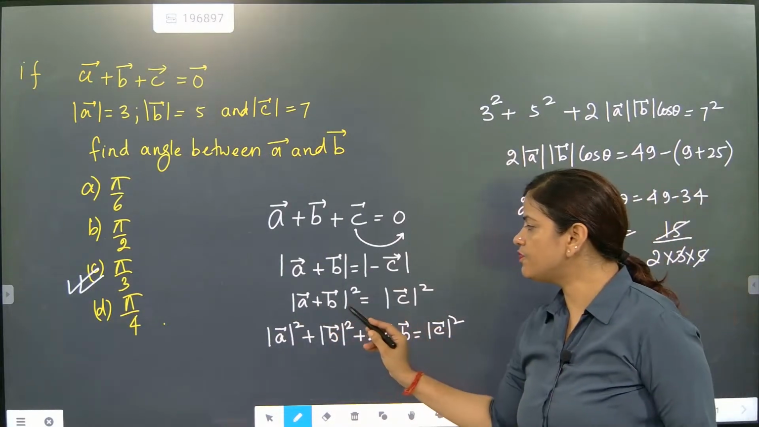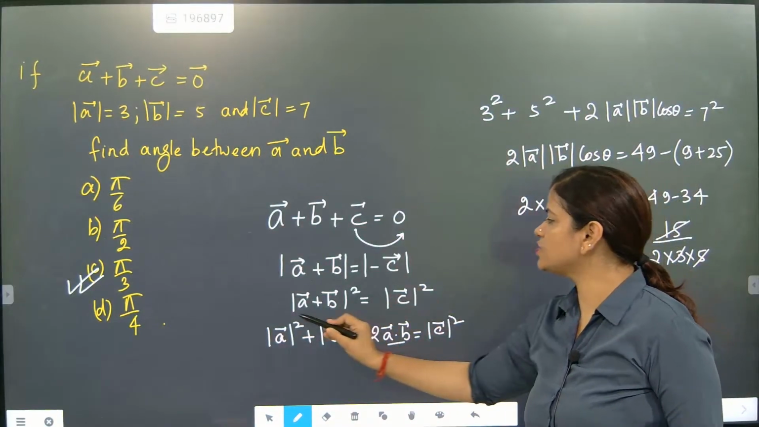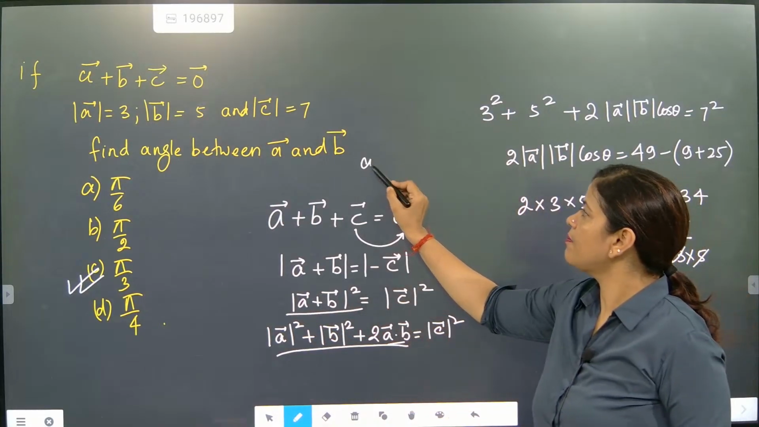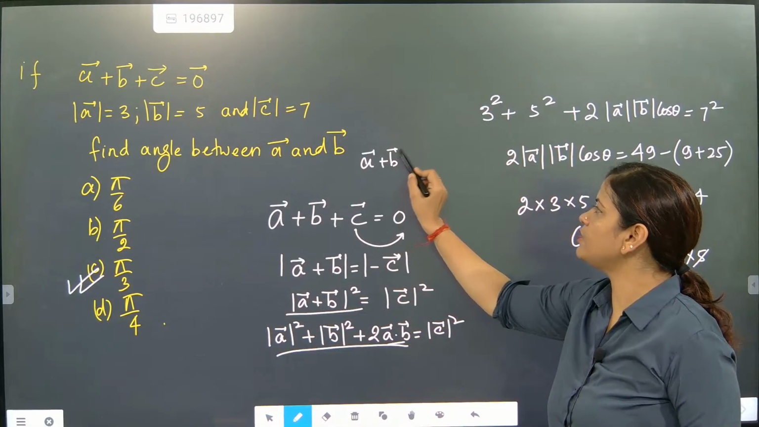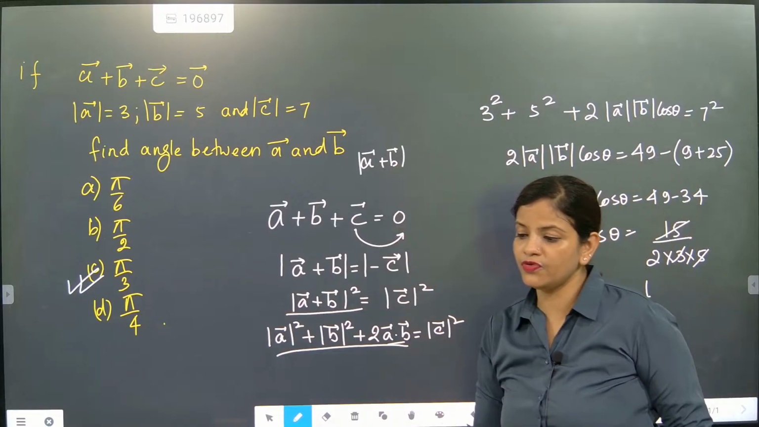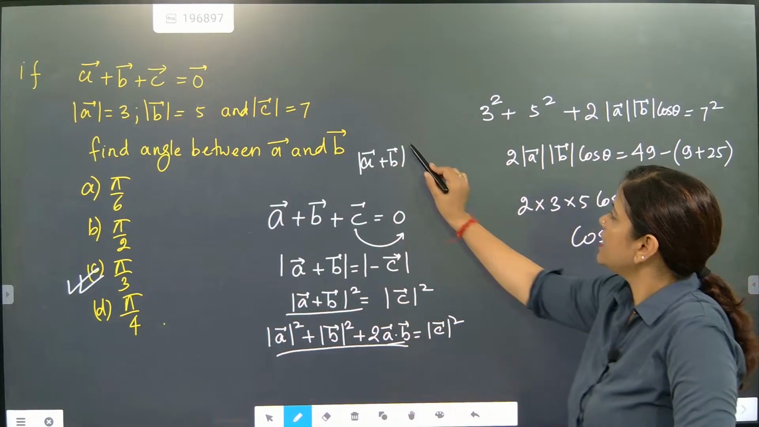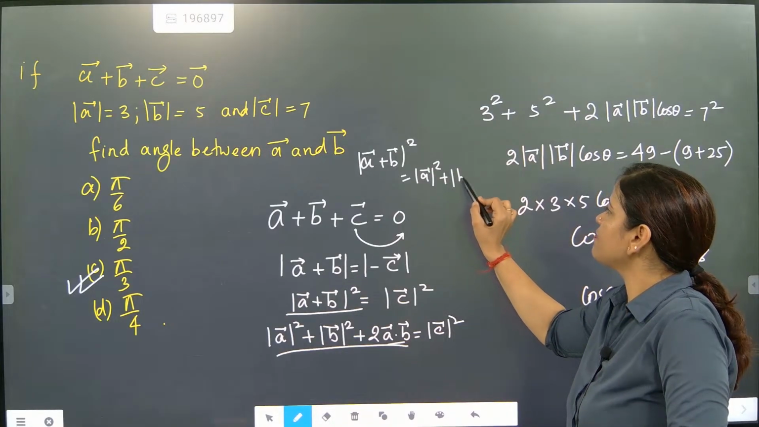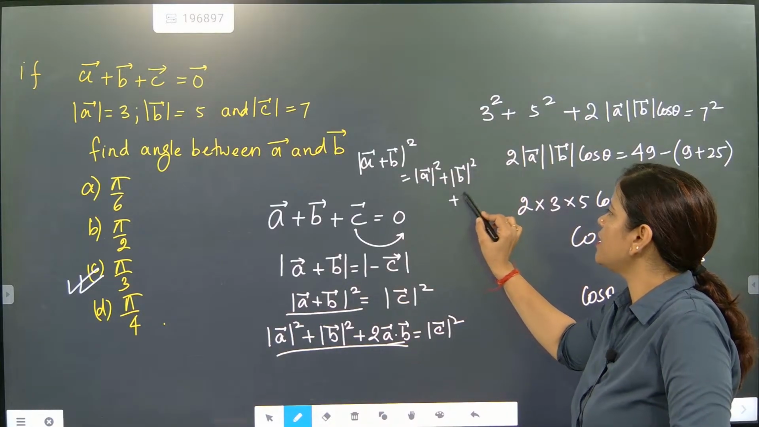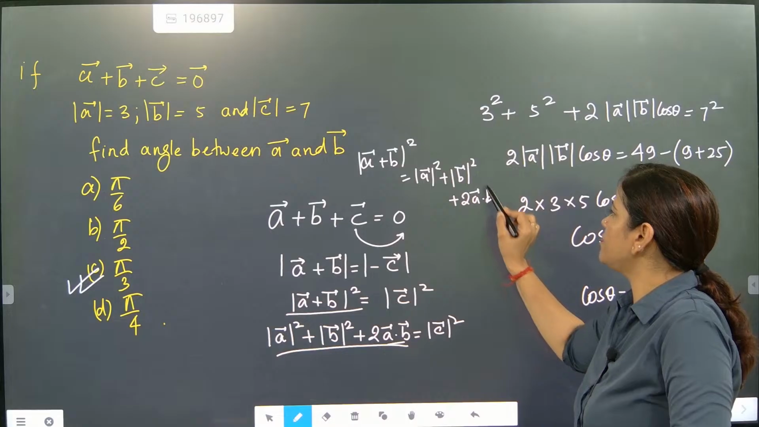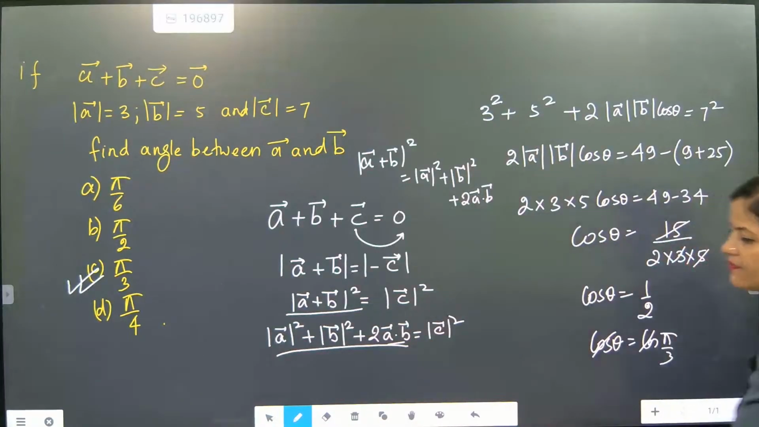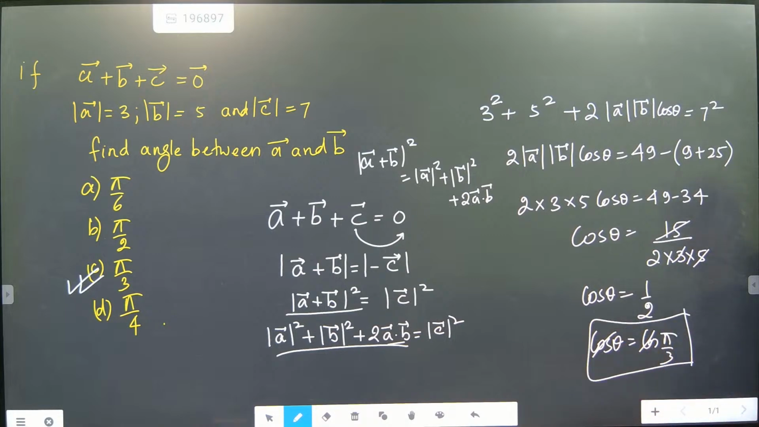Here is the magnitude formula. If somebody asks you how I wrote this, this is the formula: magnitude of A vector, magnitude of B vector. If you see the previous video, I have derived it. It is coming as magnitude of A vector whole square plus magnitude of B vector whole square plus 2 A vector dot B vector. This is exactly what I derived in the previous class. Now the answer is coming as theta is equal to pi by 3.